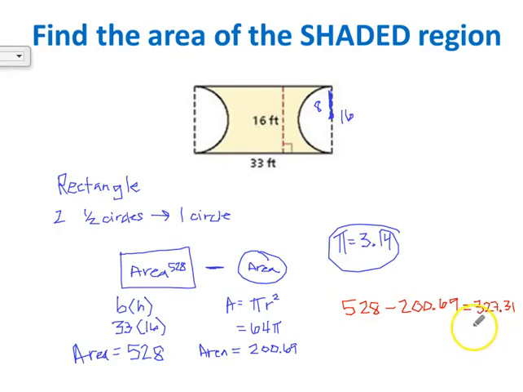And we get 327.04, and again, that's going to be feet squared. We never want to forget units because we're dealing with area. That's why we have feet squared. So the final answer there, when we subtract, so just the shaded region, is 327.04 feet squared. And we're done.